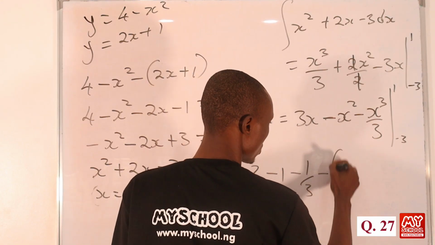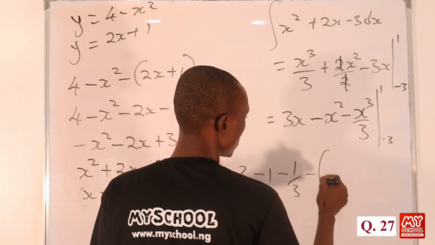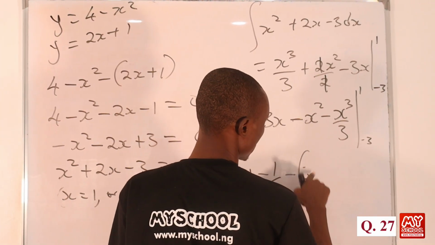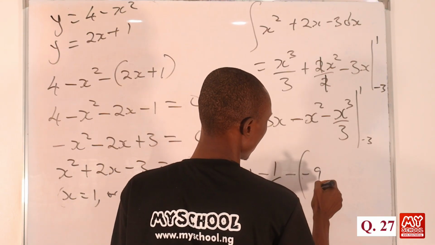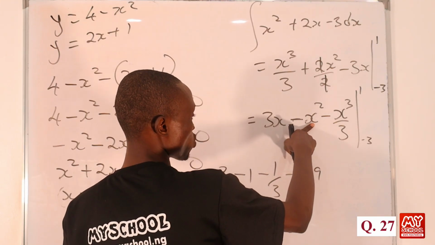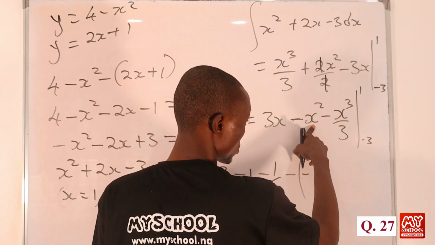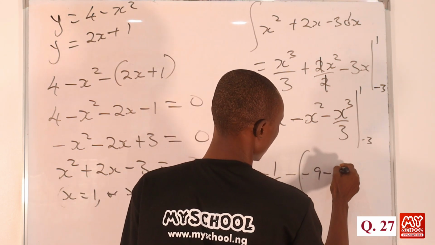Okay, then minus the second part, which is 3. So here we are going to fix minus 3, and that will give us minus 9. Then if we take the square of minus 3, that will be plus 3, but we'll have minus, so here we'll be having minus 9.